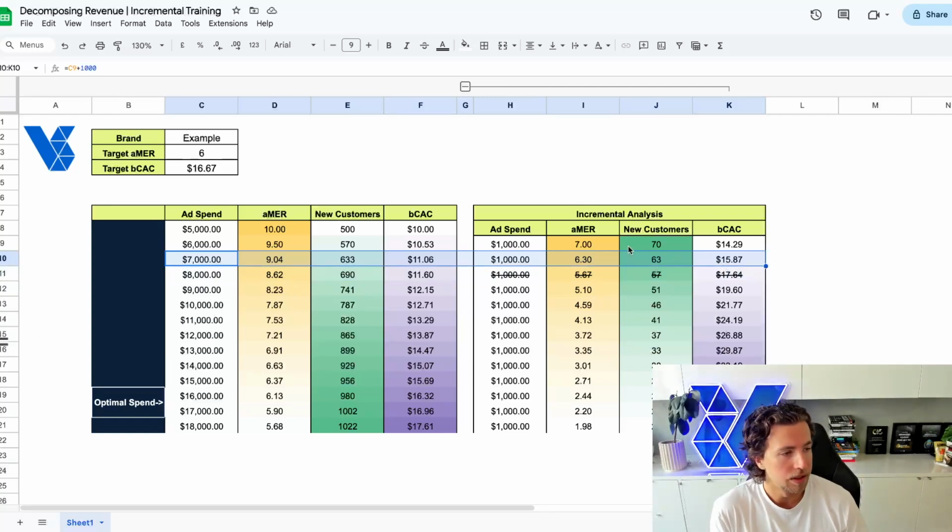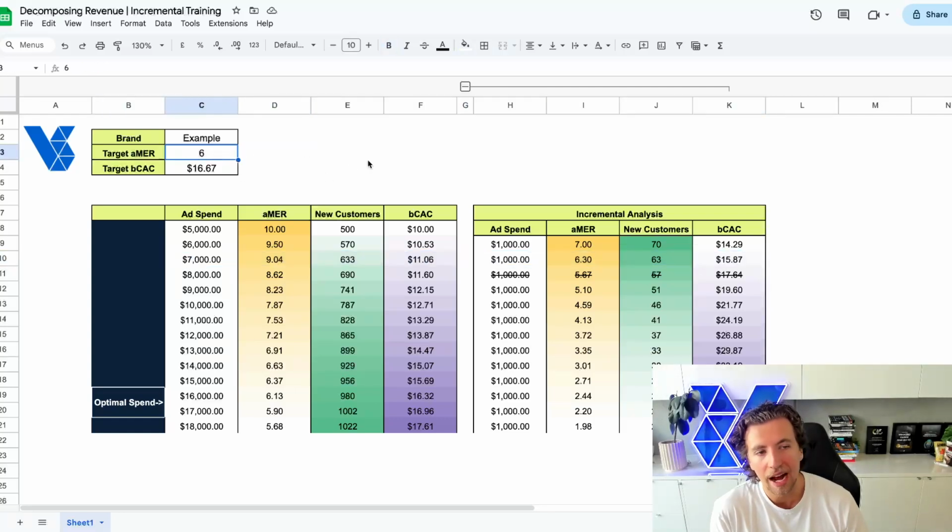Now, what this then allows for is more strategic decision-making about where we should actually set the ad spend level. Now, with this brand, a 6 acquisition MER, this is going to output, let's say, about 40% in contribution margin.